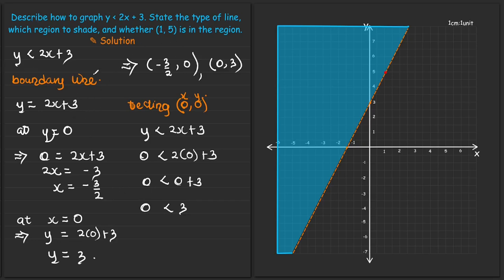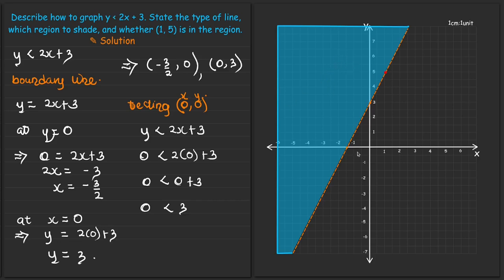First of all, you set your boundary line, and then you draw the boundary line. You do that by determining your x-intercept and y-intercept, which gives you 2 points to be able to draw your line. Now, the type of line is determined by the symbol you have here. So if it is less than or greater than, you use the dashes. If it is greater than or equal to or less than or equal to, use the solid line.